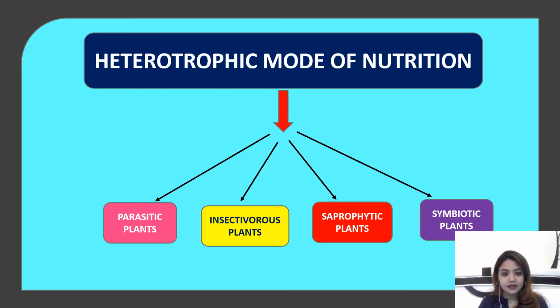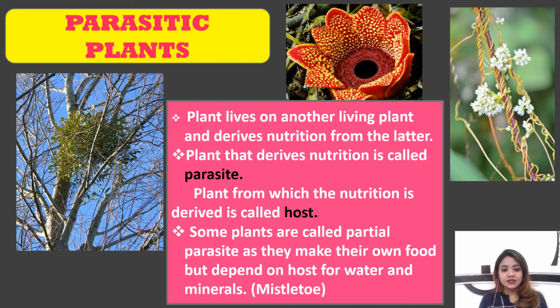Now we will see the different types of heterotrophic nutrition. One is parasitic, second is insectivorous, third saprophytic, fourth is symbiotic. Here we're going to study each of these terms in detail in the next few slides. Since this chapter is nutrition in plants, we're going to see how heterotrophic plants derive nutrition in different ways. So the first type is parasitic plants.